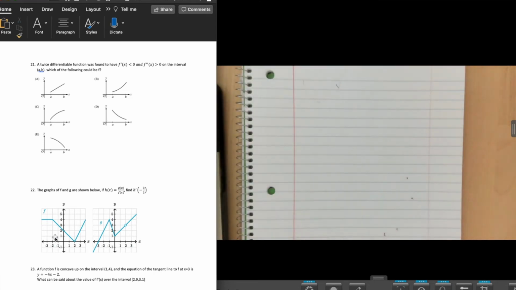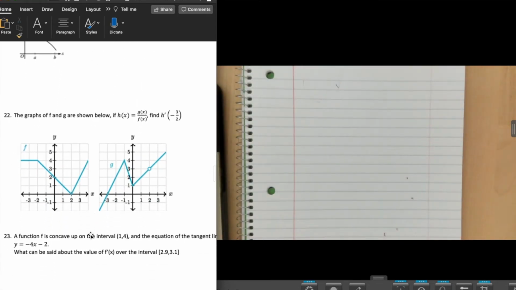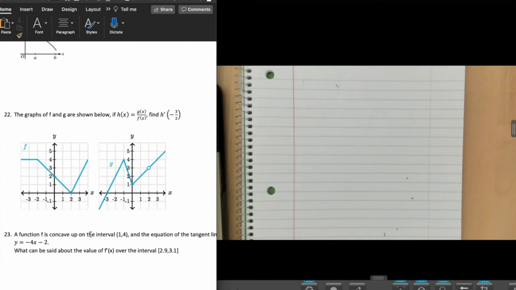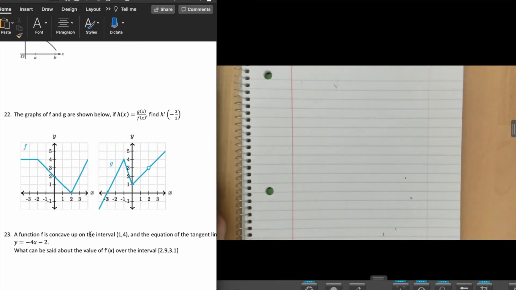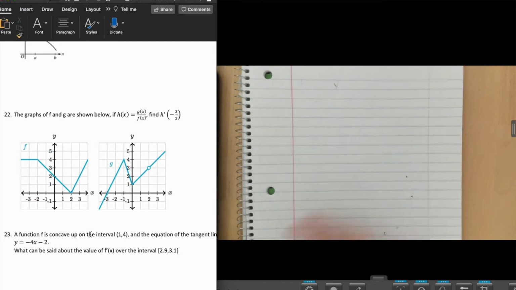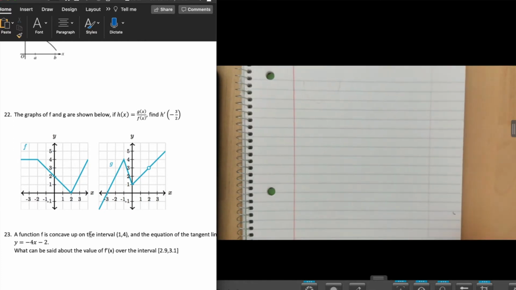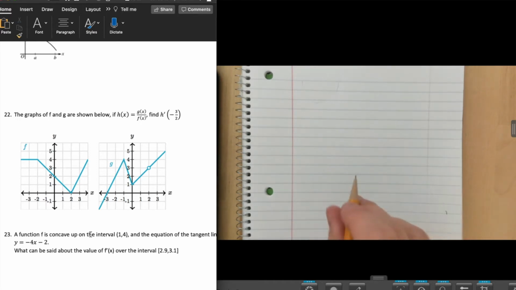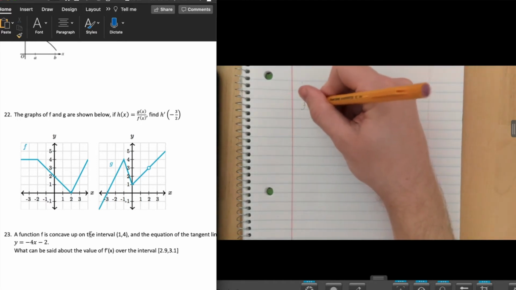Up next, question 22. We have two graphs, a graph of f and a graph of g. It says that h is g divided by f, and we need to find h prime at negative 3.5. So when we derive h, we're going to have a quotient rule. And I know there's that comma there. It's supposed to be a comma. I know it looks like maybe it's a prime of f or something weird like that, but it's supposed to be a comma.